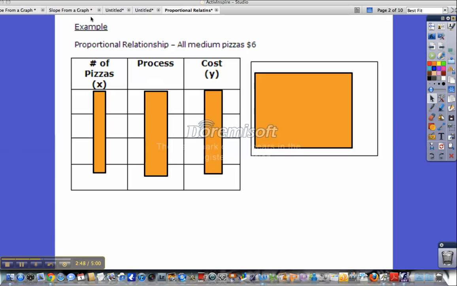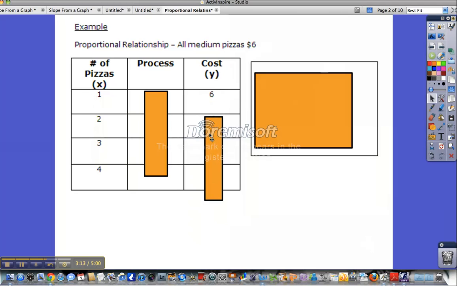Okay, so here we have an example. It says the relationship is all medium pizzas cost $6. So I'm going to look at this in a table and in a graph. So go ahead and pause the video and write this stuff down. Okay, so we have number of pizzas, our process, and our cost. So I'm going to just plug in some numbers for the number of pizzas, 1, 2, 3, 4. Then I'm going to think about my cost. Well, if I had one pizza, my cost would be $6.